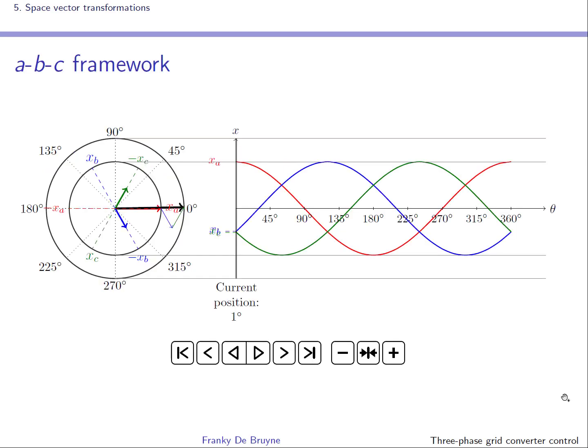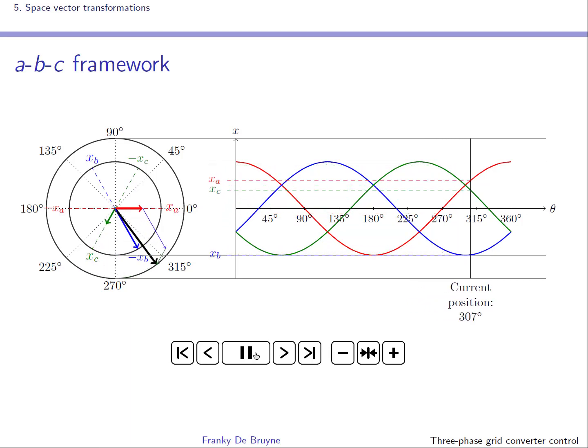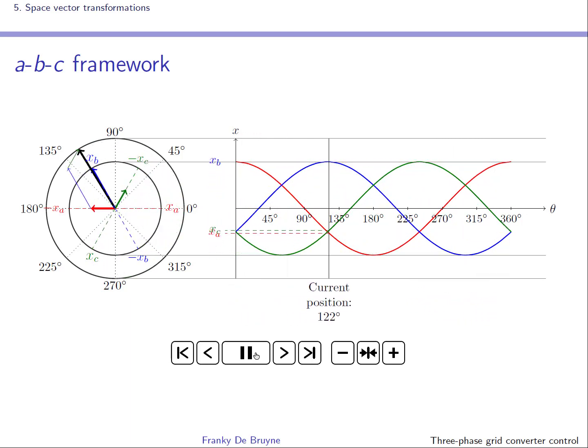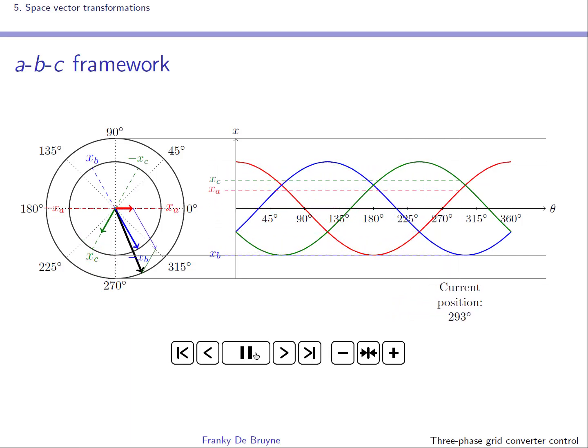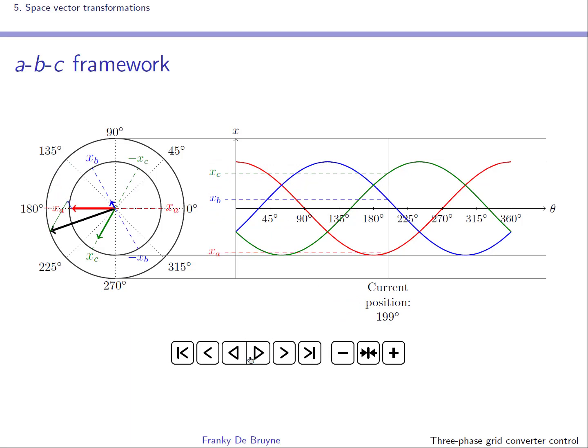Well, you're familiar with the ABC framework. The 3 phases, A, B, and C, are shifted by 120 degrees, as you can see. At any given time instant, the sum of all the 3 phases, which is also called the homopolar component, is 0. And this is always the case when the system is balanced. As you can see, the 3 phases can be constructed from a rotating vector. This rotating vector is projected on 3 axes that are 120 degrees apart.